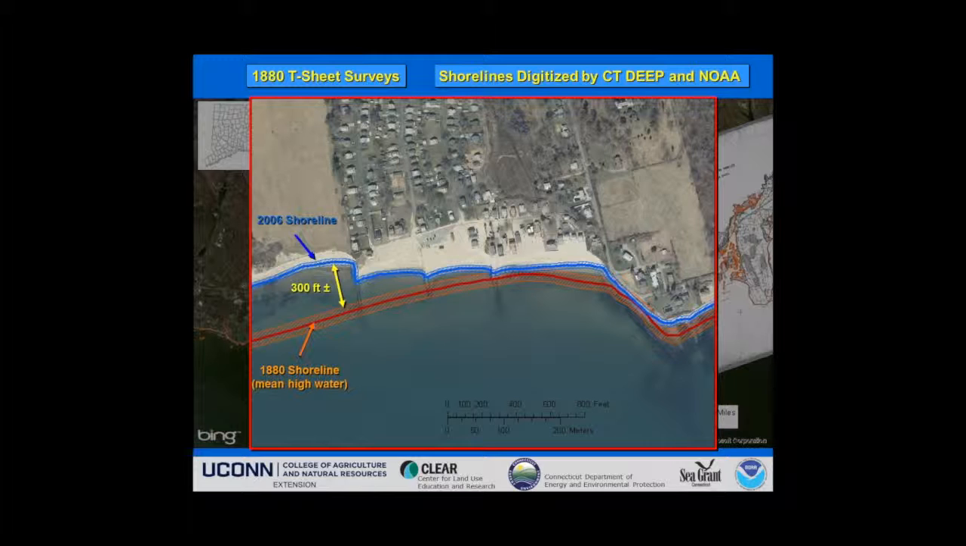In this case, down here in Old Lyme along by the Griswold Point area, there is about a 300-foot gap. That's a distance that, given our uncertainty, is definitely something we can point out as a real factor. So that's the kind of information we're working from.